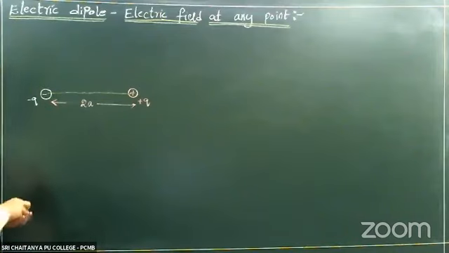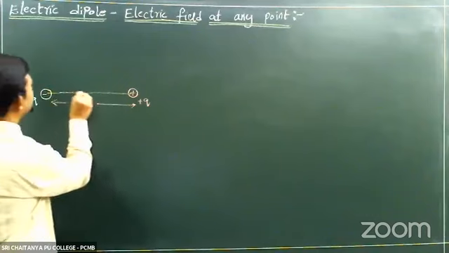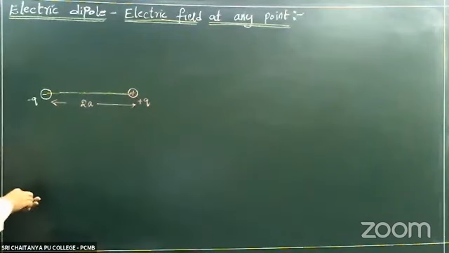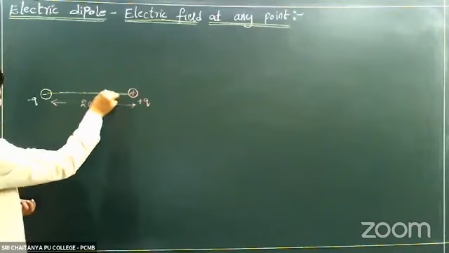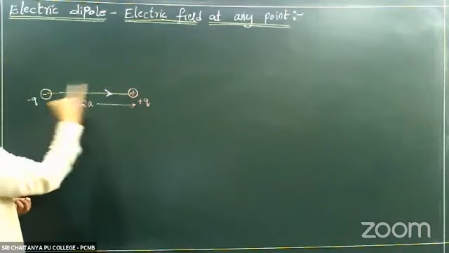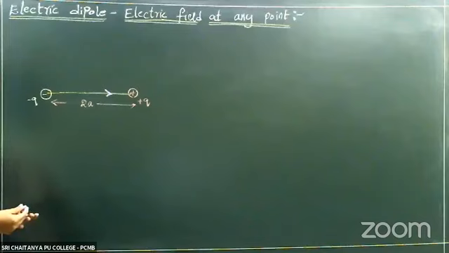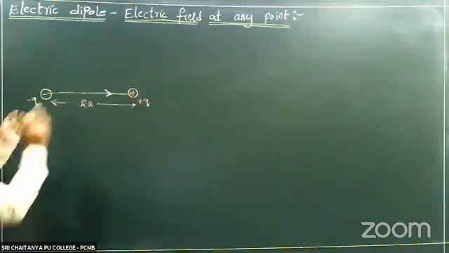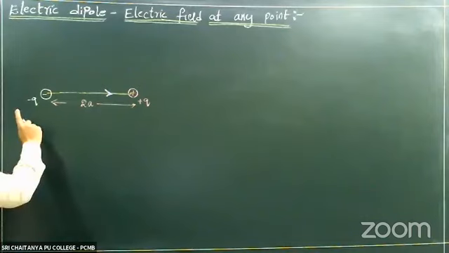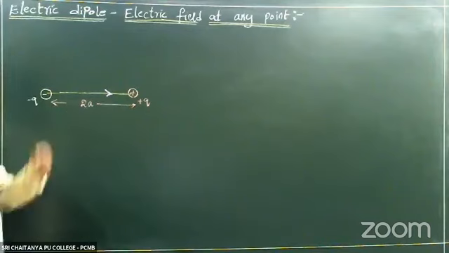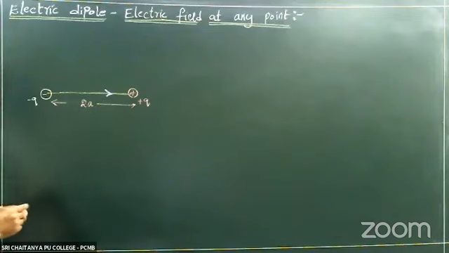And dipole moment. We know the direction of the dipole moment is from the negative charge to the positive charge. That we know, right? This is the dipole moment P, the product of the magnitude of either charge and the length of the dipole, Q into 2a. This dipole is given to you.